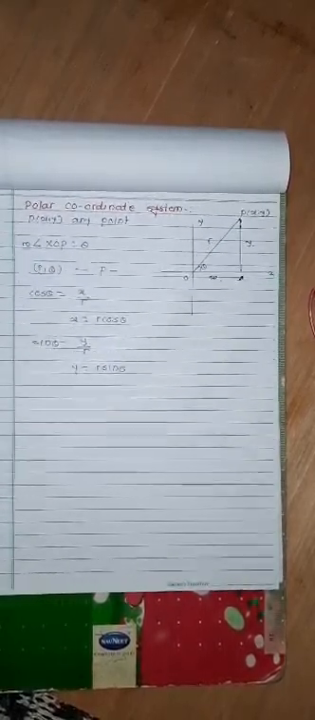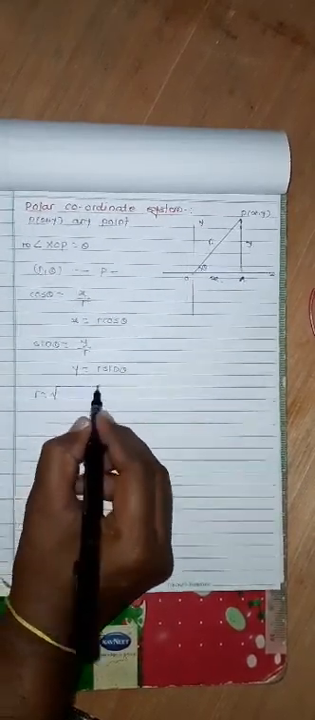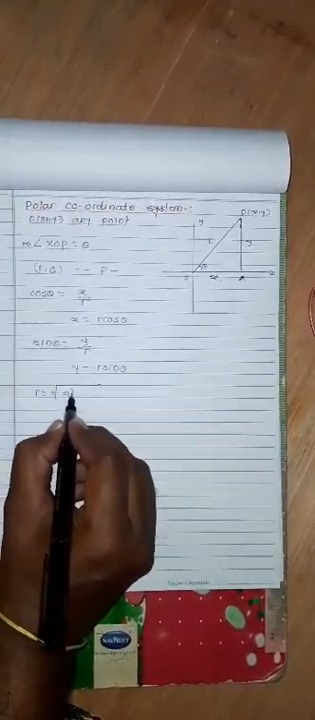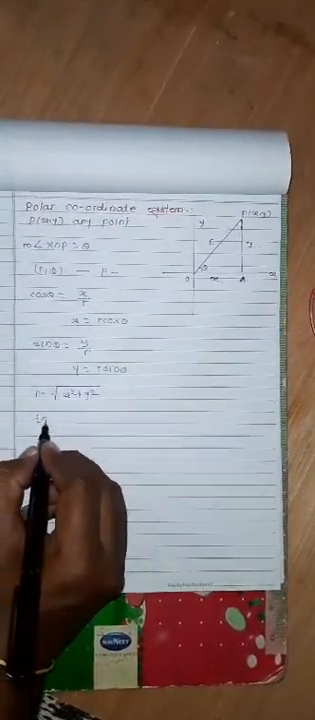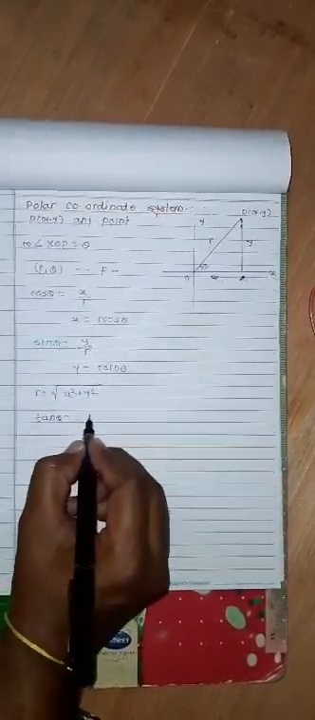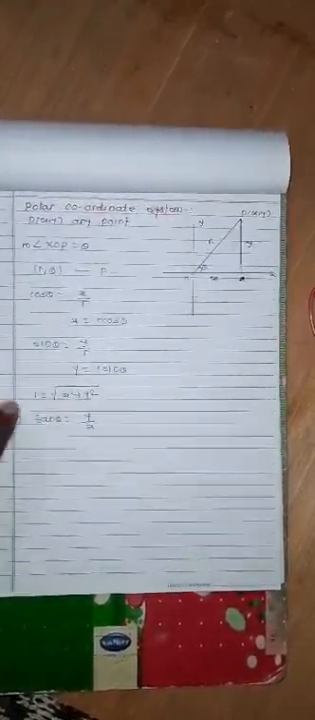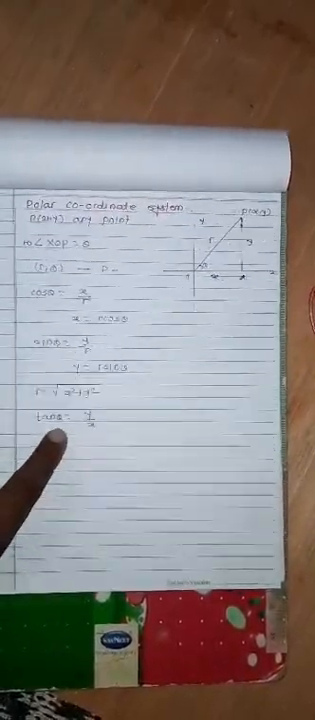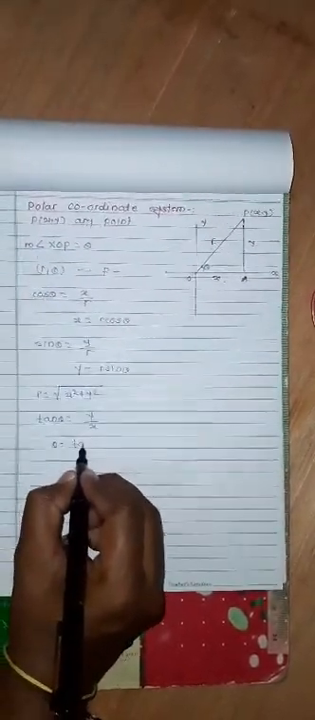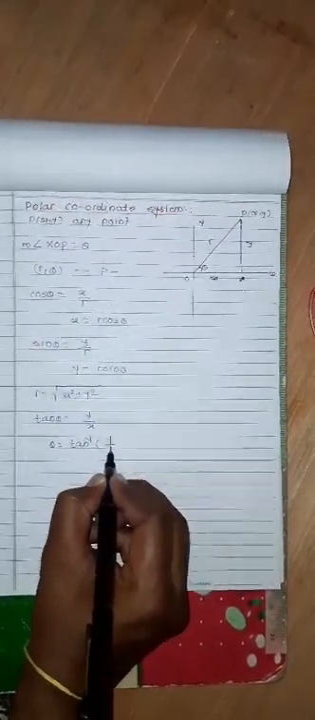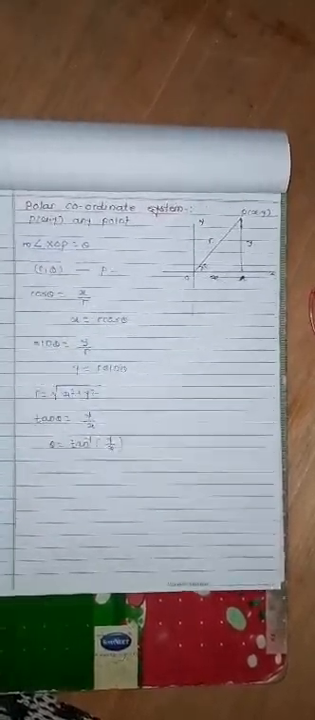Then we know that the relation is r is equal to the square root of x square plus y square, and tan of theta is equal to y by x. Depending upon these equations we take the value of r and the value of theta. Theta can be written as theta is equal to tan inverse of y by x, meaning that in this coordinate system r and theta can be expressed like this.